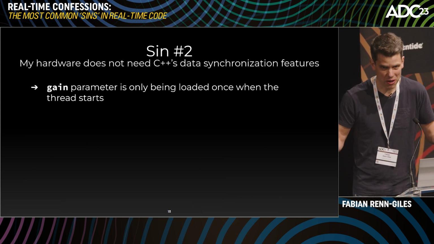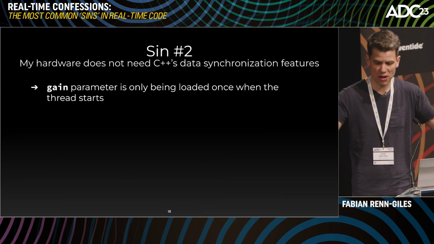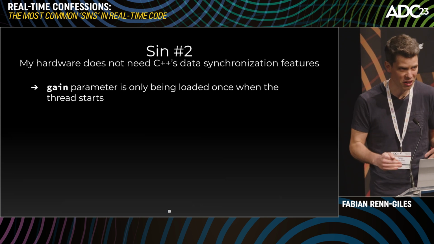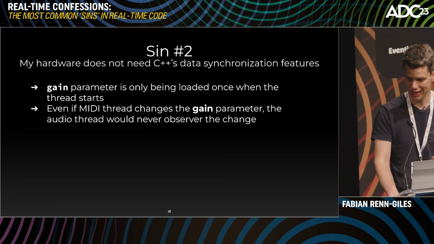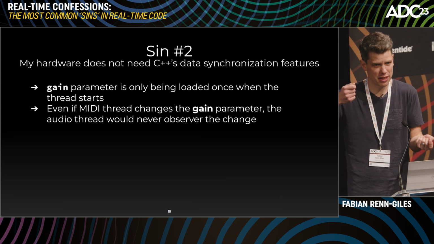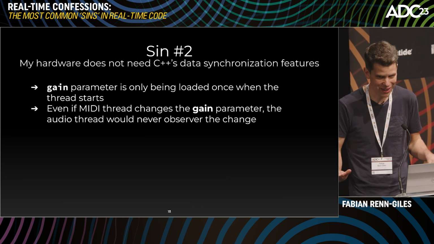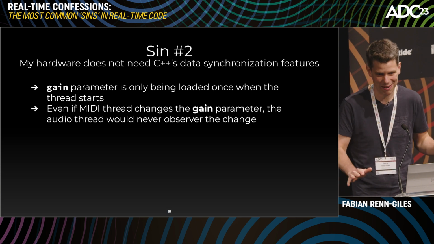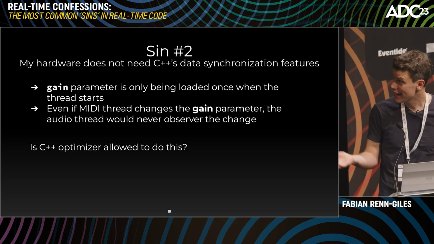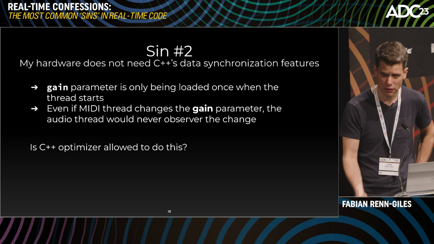It optimized our code in such a way that the gain parameter is only loaded at the very start of the thread. So even if MIDI comes in and changes that gain parameter, your program will not see that ever. It will always stay the same. And why did that happen? Why is the optimizer allowed to do this?